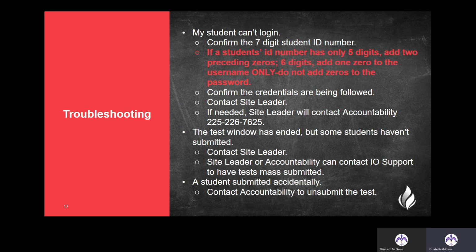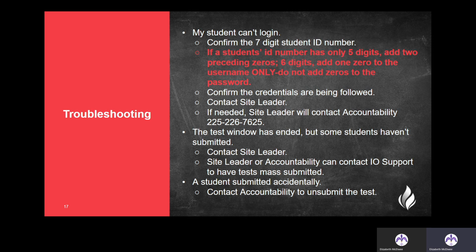What happens if your student can't log in? Your first order of business is to confirm that they are using a 7-digit student ID number. And I've put a reminder here in red. If it only has 5 digits, add 2 preceding zeros. 6 digits, add 1 zero to the username only. Do not add zeros to the password. I've provided the accountability contact number. Your first chain of command would be to talk to your site leader. If they are not able to help you, they will contact accountability and will be able to assist you.